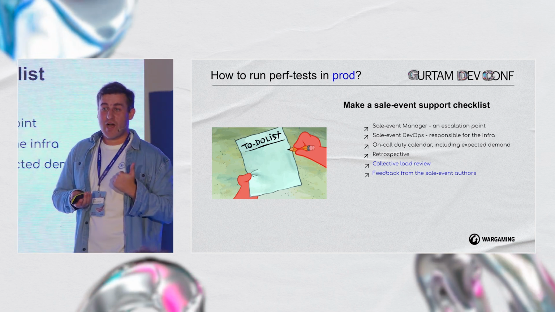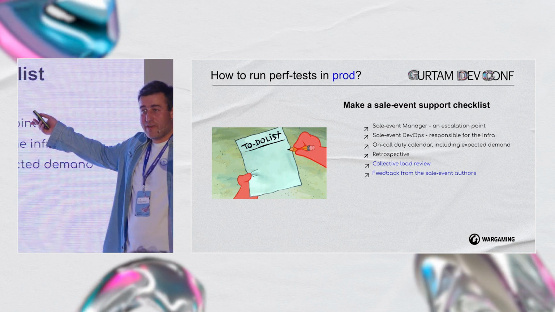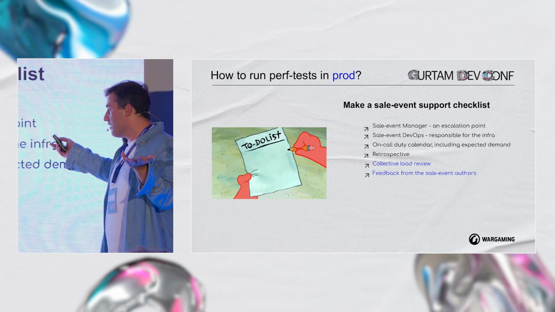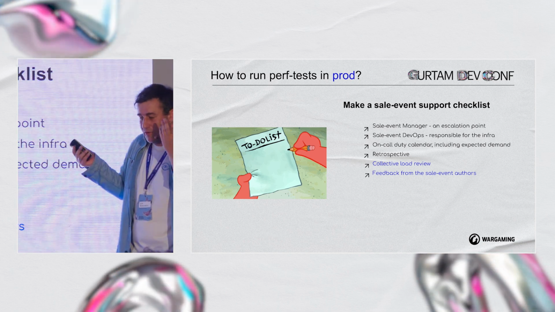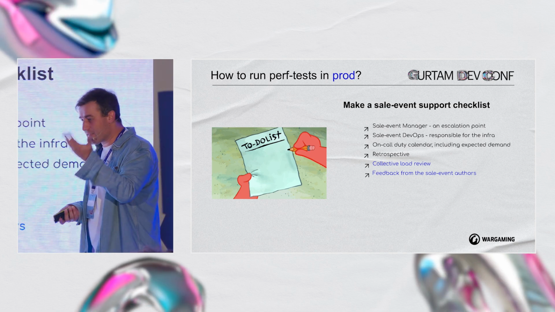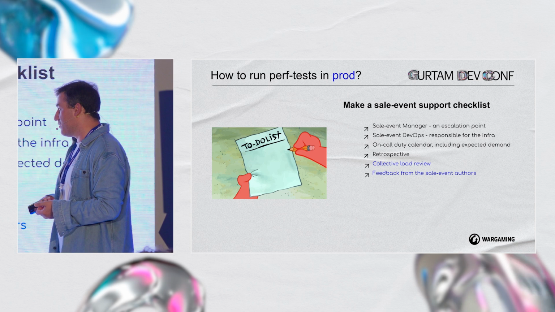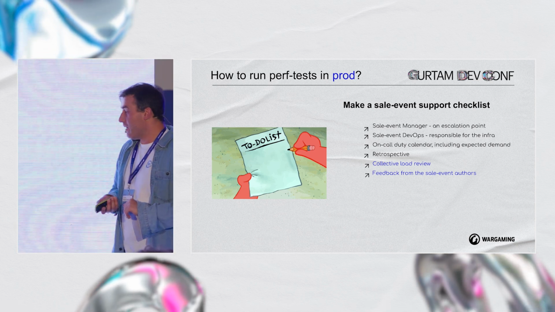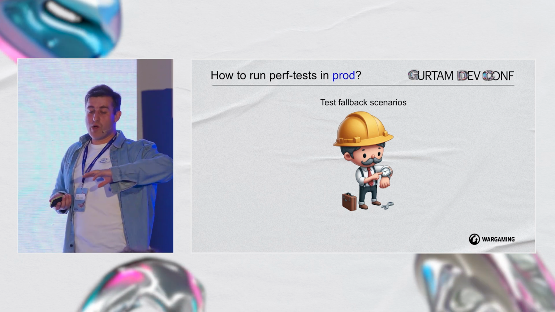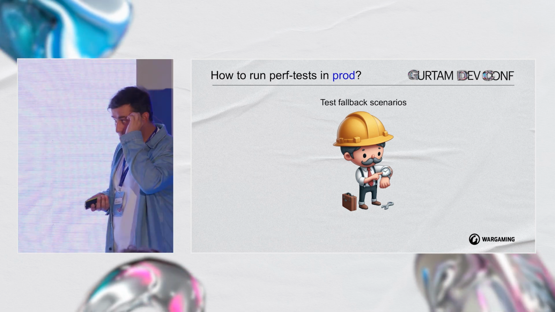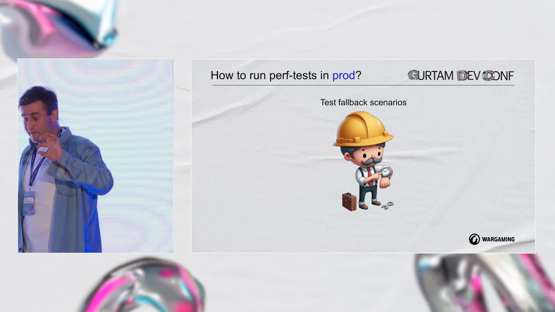And don't forget to ask the people who organized that event how it went. Like, what about money? Why did you do it? Should we celebrate or what? So ask for feedback from marketing, sales, or whatever team asked you to handle that load. Think about fallback scenarios. Anyway, you won't test everything. You need to think about what if the database goes down, the data center goes down, or something else goes down.